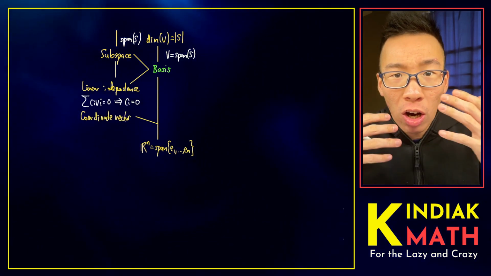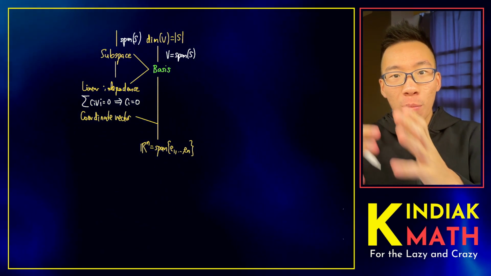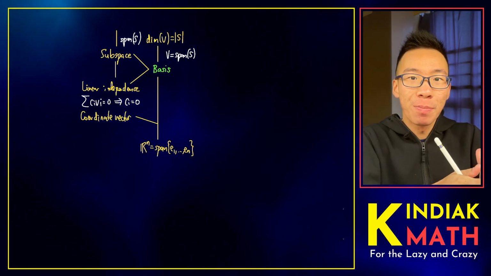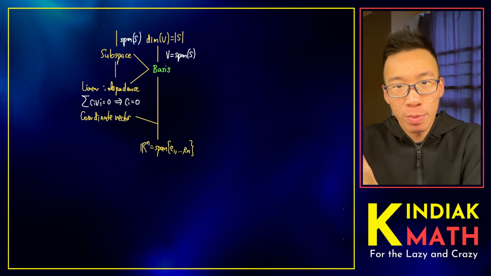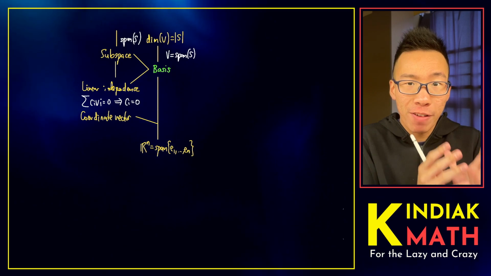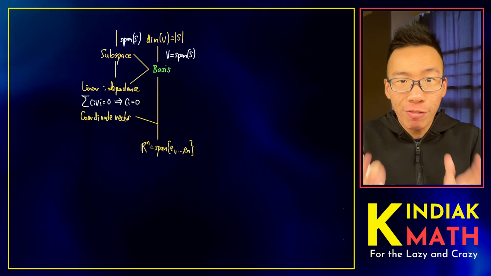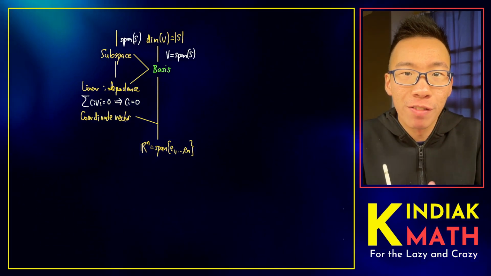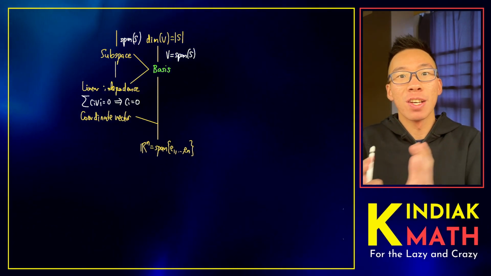But how do we convert coordinate vectors from one basis to another? In other words, if we are given coordinate vectors with respect to a basis S, and we have the coordinate vectors of the same vector, but with respect to a different basis T, how do we convert from one collection of coordinate vectors to another?